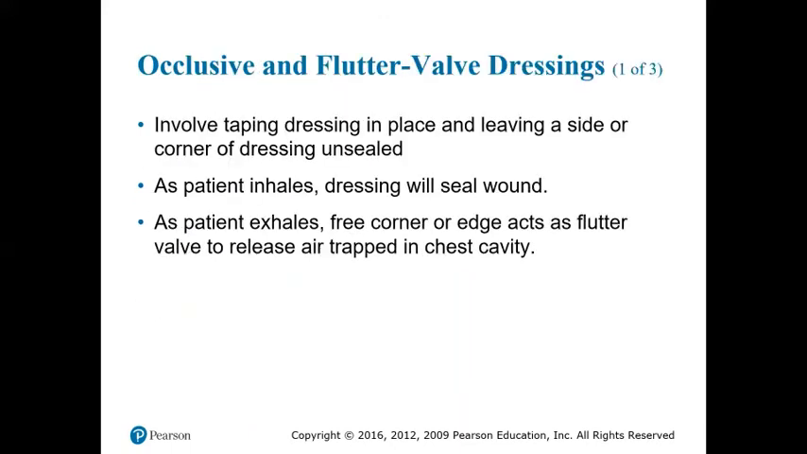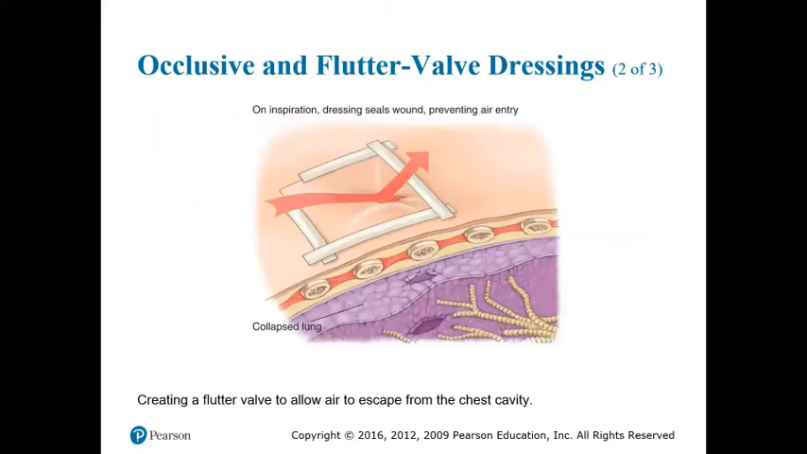We will talk about the occlusive dressings. Okay, they involve taping a dressing in place and leaving a side or a corner of the dressing unsealed. Again, we'll see a picture here in a second so you guys can understand what we're talking about. As the patient inhales, the dressing will seal the wound. As the patient exhales, okay, that little flap that you made, that third side that you left untaped, lets any air out of the chest cavity. It's like a one-way valve, okay? And here's a picture right here.